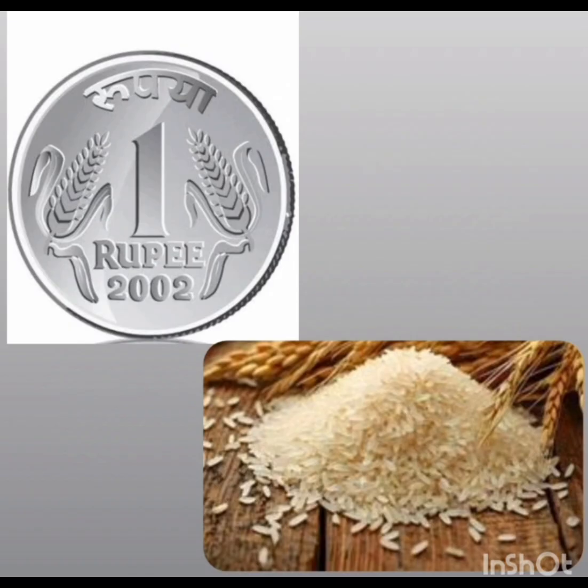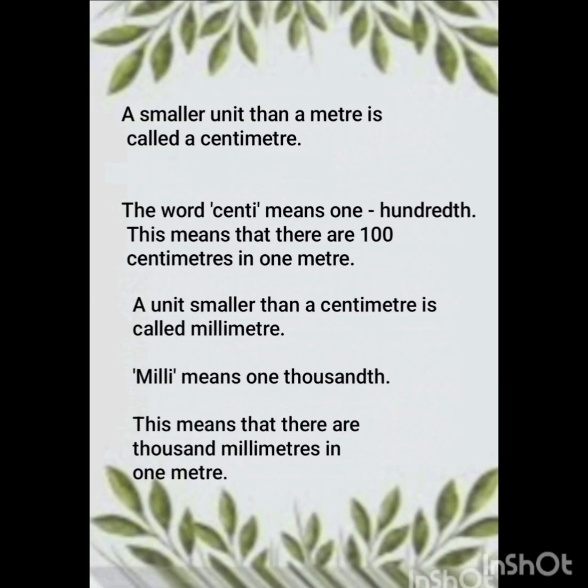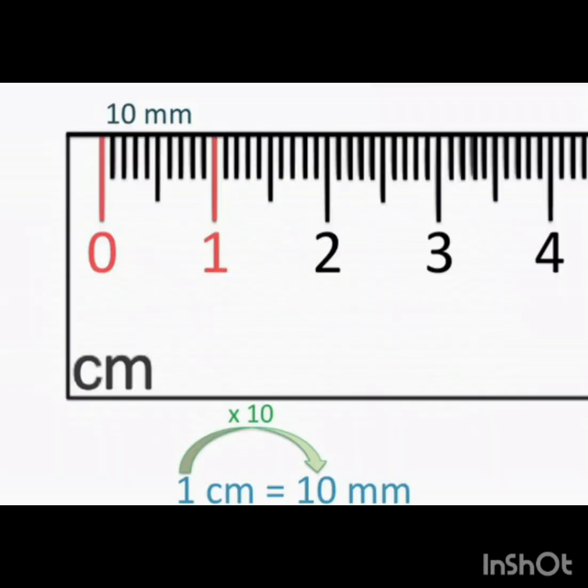Most small things, such as the thickness of a coin or the length of a rice grain, are measured by a unit smaller than a centimeter. It is called millimeter, expressed as small mm. Milli means 1000. There are therefore 1000 millimeters in 1 meter. How many millimeters are there in 1 centimeter? Count the number of millimeters in 1 centimeter on your scale.